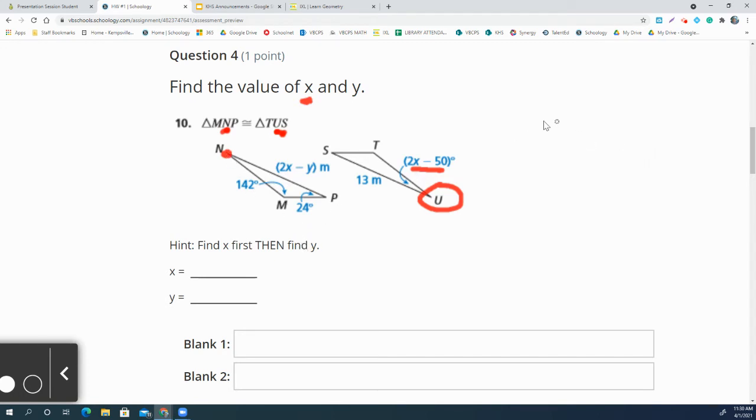So how do I find N? 2X minus 50. So definitely 2X minus 50 equals the measure of angle N. I need a number in there. How do I find that number? What do I know about this NPM triangle? Yeah, I know the 142 and the 24. So I think this becomes 32, if I'm not mistaken. Is that correct? 180 minus 42 minus 24. No, that's not right.